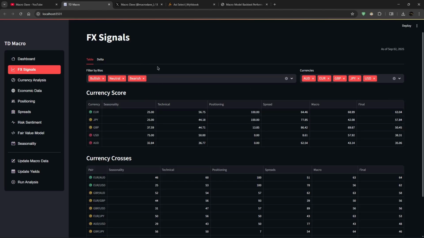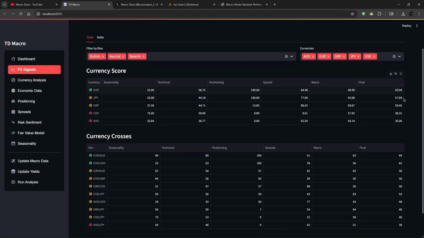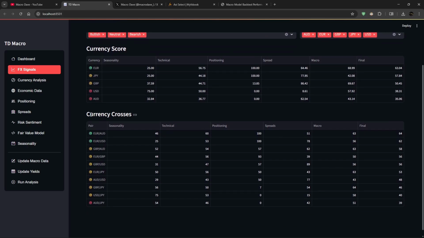So this is the main page that we're looking at, which is the FX signal page. This is the page that you probably use the most. It does all the math and calculation, and then it gives you a reading on the currency crosses that you want of bullish or bearish. So a final score of 60 or more is bullish, and a final score of 40 or less is bearish. So you can see that at the moment Euro AUD is currently the most bullish with a final score of 64, and AUD JPY is the most bearish with a final score of 39.